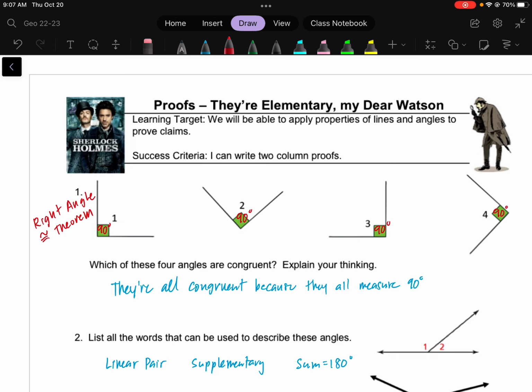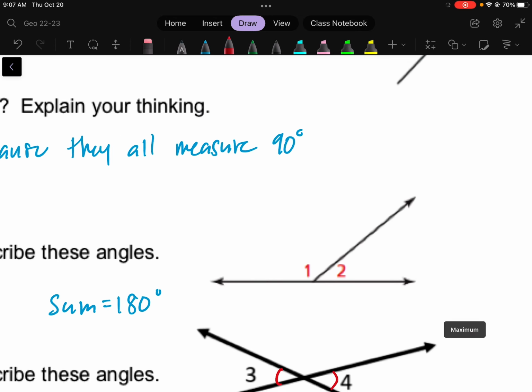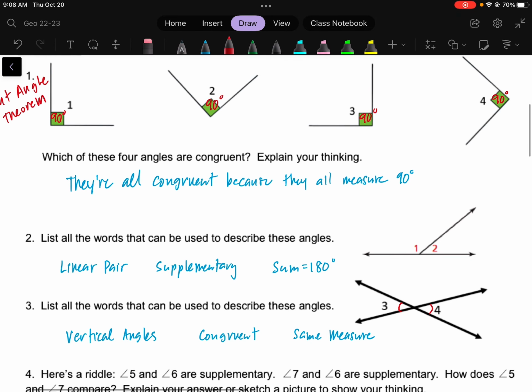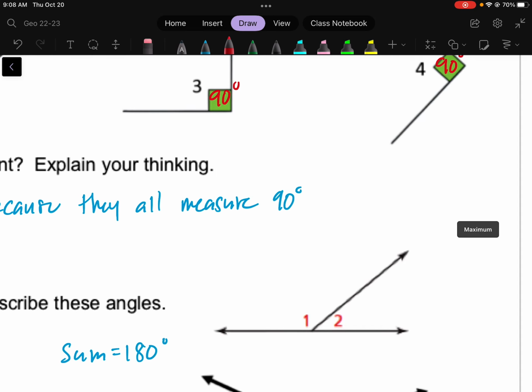All right. Question 2, we want to list all the words that could be used to describe these 2 angles. Some of the words that I thought you would have come up with are linear pair, supplementary, or that the sum is going to equal 180 degrees. All of those descriptors are appropriate for this image here.